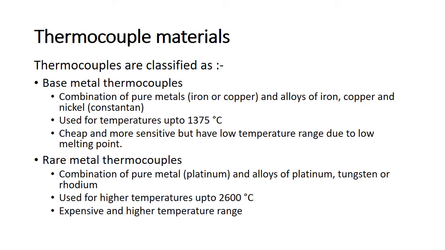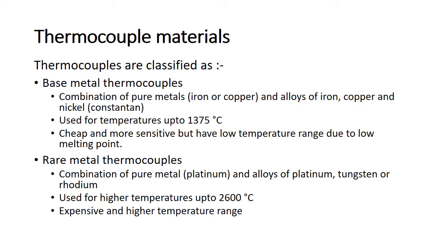So now we will look at the materials that are used for making a thermocouple. These are of two types, that is base metal thermocouples and rare metal thermocouples. Base metal thermocouples are a combination of pure metals like iron or copper along with the alloys of iron, copper and nickel. These base metal thermocouples are used for temperatures up to 1375 degrees Celsius.